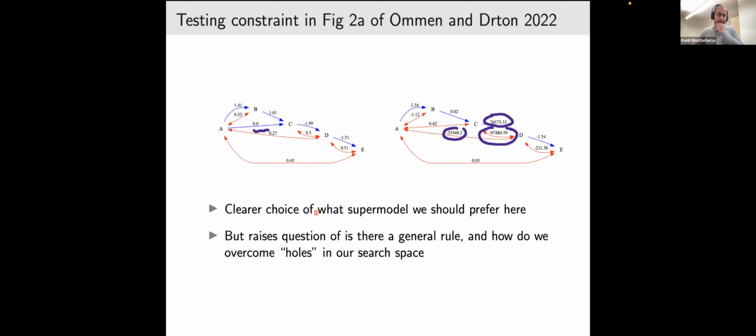So there's a clear choice of what supermodel you should prefer here, I think, but it does raise a question of, is there a general rule, and how do we overcome these holes in our search space? And this kind of goes to what Thijs was talking about, that sometimes you encounter holes.